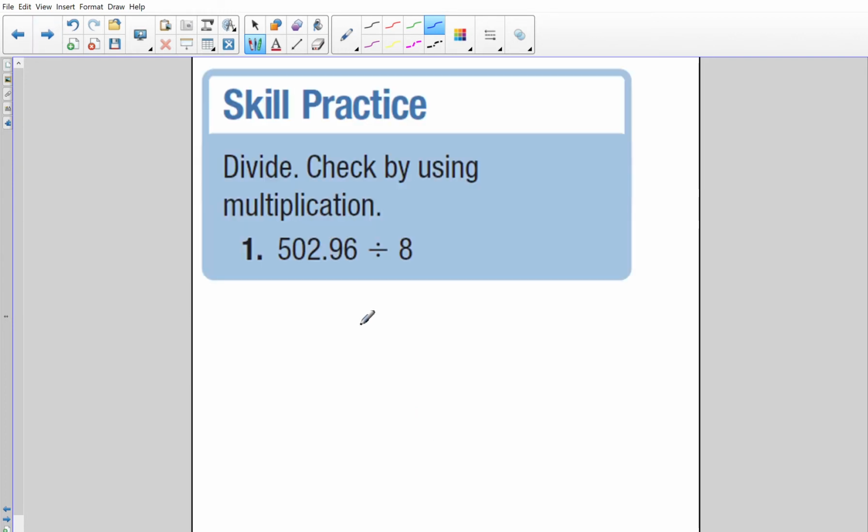Okay, so again, if you want to pause it and try it on your own, we're going to take 502.96 and we're going to divide it by 8. Bring my decimal up. So 8 goes into 50 6 times. That's 48 with 2 left over. We're going to bring down that 2. So now 8 goes into 22 2 times. That would give me 16.